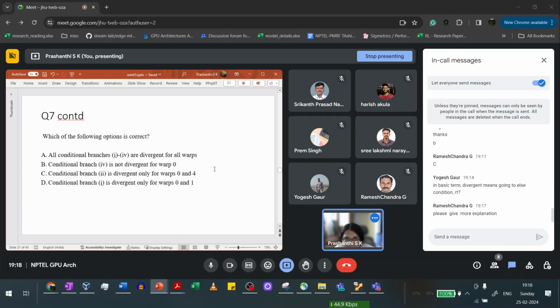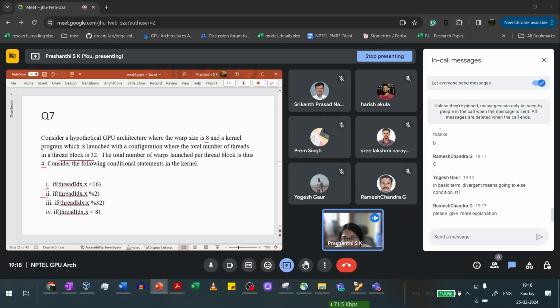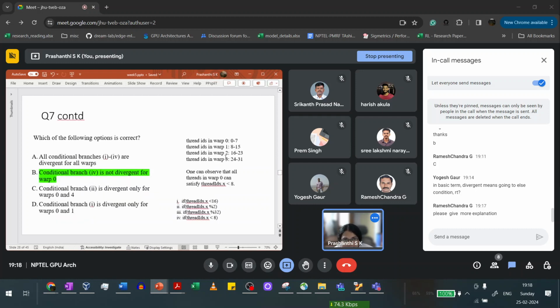And how many warps do you have? That is given by the kernel launch parameters. Here you are told that the total number of threads in a thread block is 32. With a warp size of 8, you will have a total of 4 warps for this thread block. You can come up with the thread IDs: 0 to 7, 8 to 15, 16 to 23 and 24 to 31. These thread IDs are what the if statements use.